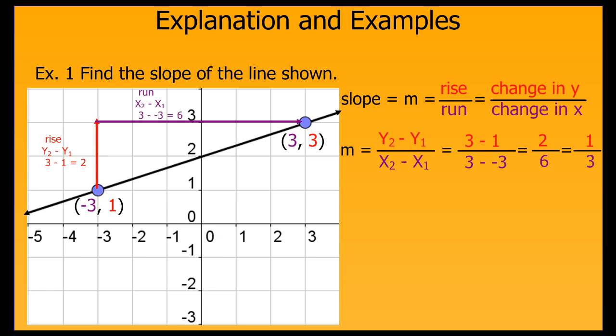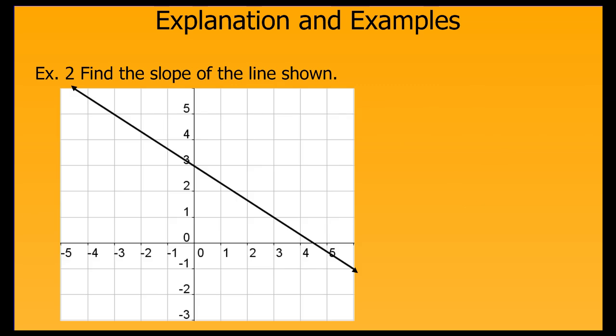It's very important to realize that it doesn't matter which point you think of as the first point and which you think of as the second point, as long as you do the rise and the run in the same order each time. So with a rise of 2 and a run of 6, we get a ratio of 1/3, which is our slope.